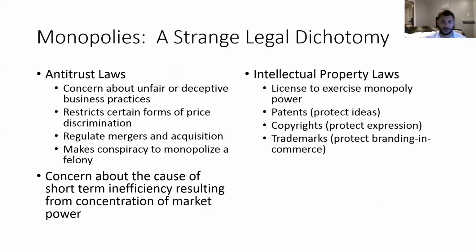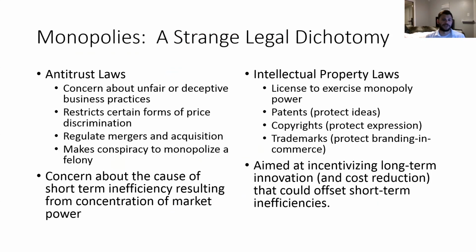Trademarks protect your branding and commerce. If you're trading something, you have to brand it a particular way to protect other people from stealing your branding. So all of these, again, are really the government allowing you to consolidate market power to extract some short-term profits. And how can these two laws exist together? Well, one is negotiating a short-term efficiency trade-off, right? Antitrust laws are worried about this short-term efficiency loss, but intellectual property laws are aimed at incentivizing long-term efficiency. If I can't extract profits, there's no incentive for me to do any innovation.